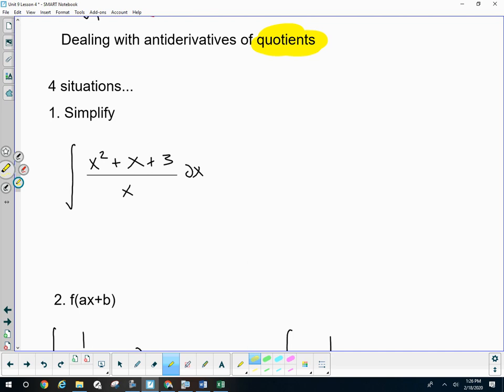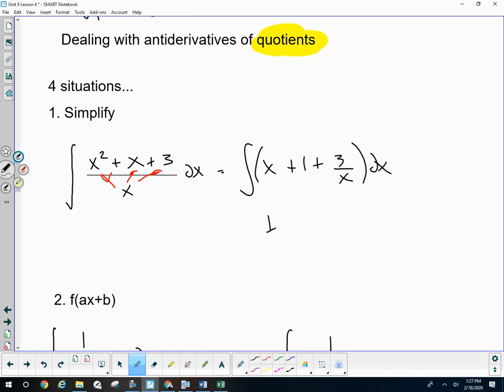Tell your neighbor, what do you do to take the antiderivative of this first one? I mean, I gave you the hint. Simplify. But how do you simplify? Yeah, this is a common denominator. I have multiple terms divided by one term. If I'm dividing by one term, I can split this up. And we'll talk about how sometimes if you have one term over multiple terms, you can't simplify like that. Okay, split it into multiple terms, antiderivative of each.